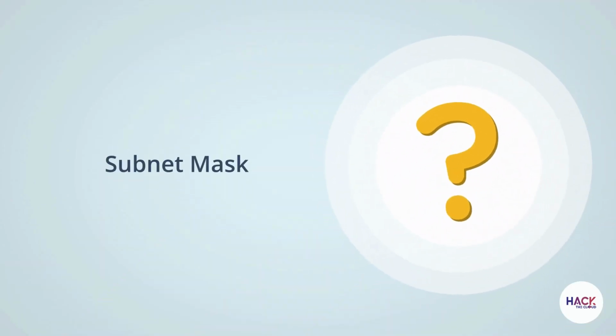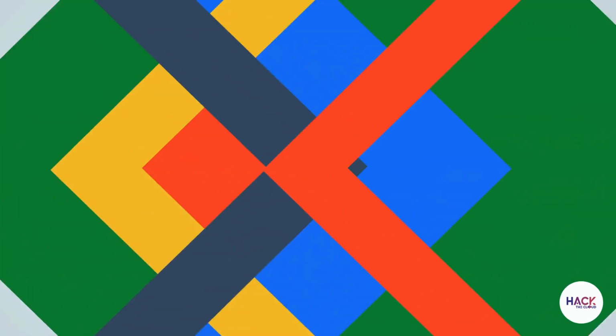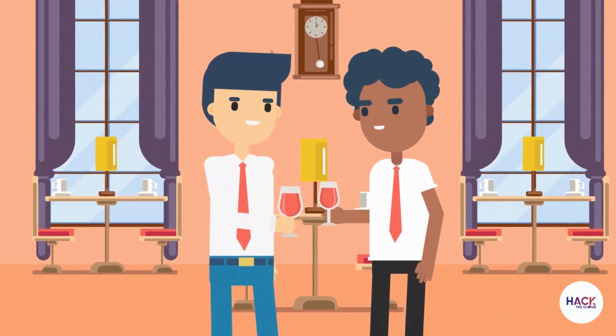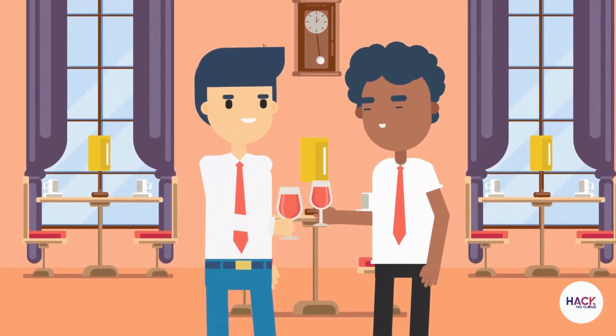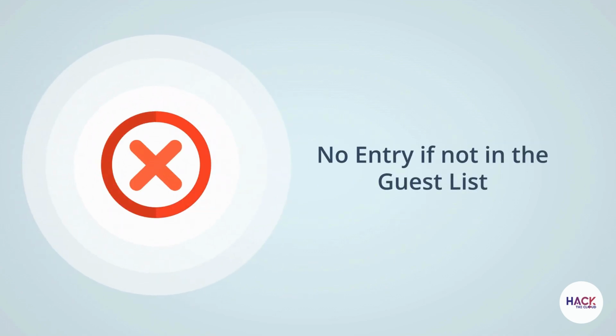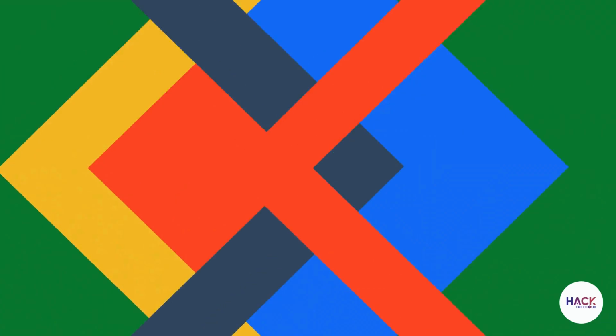Subnet masks, the address bouncer. And then there's the subnet mask, the bouncer of your network party. It segments the IP address into the network and host portions. Basically, it's the no entry unless you're on the guest list for IP addresses. If you're not on the right subnet, well, sorry buddy, you're not getting in.